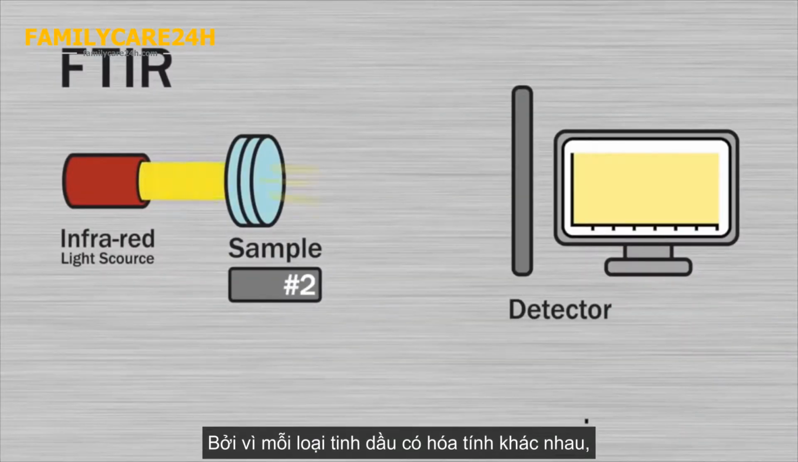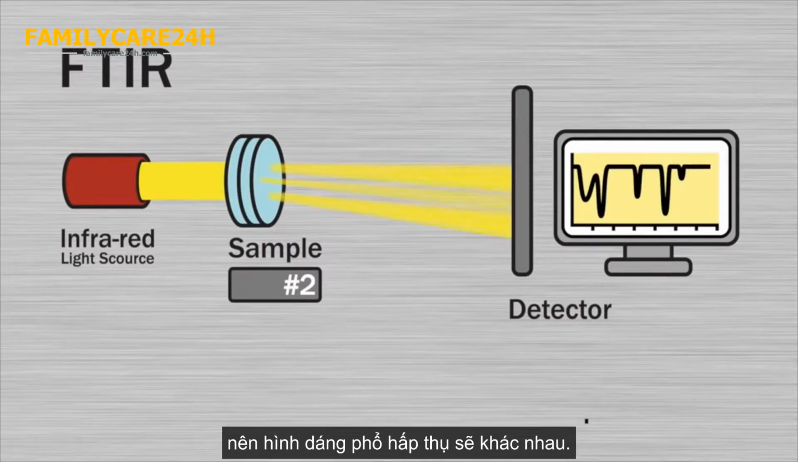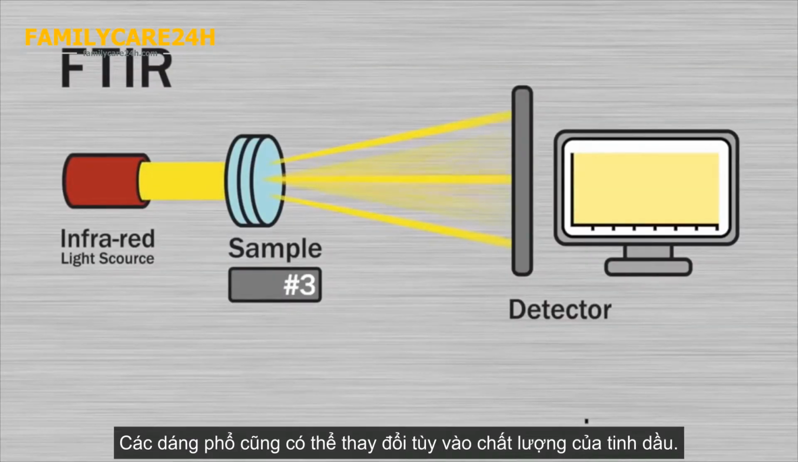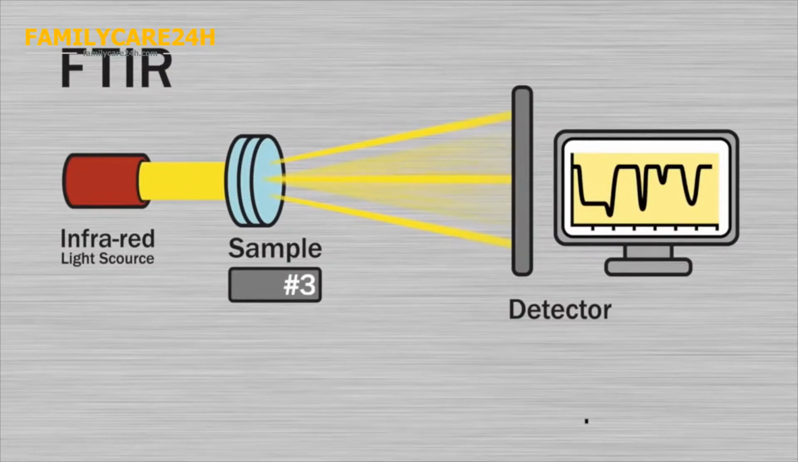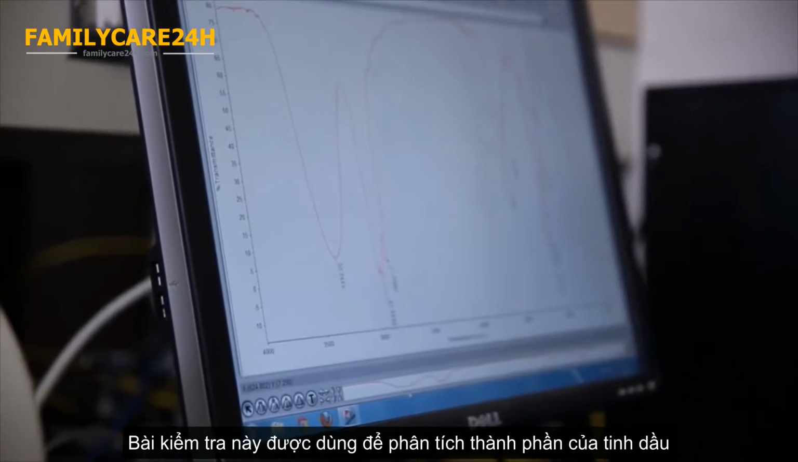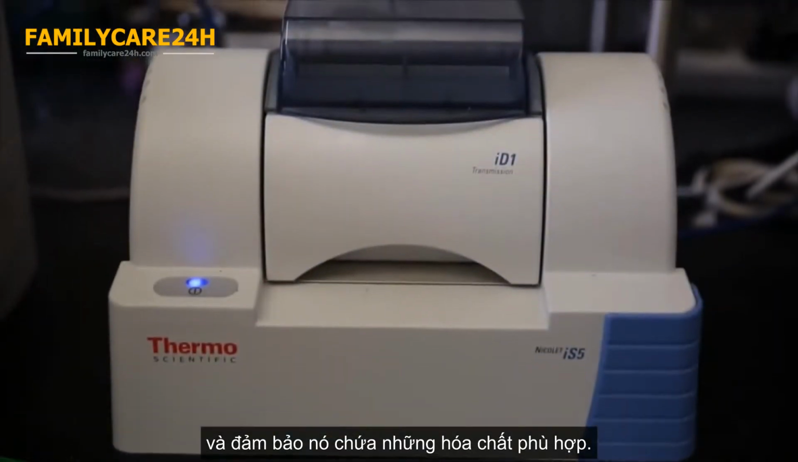Because each essential oil has unique chemistry, the absorption pattern will be different for each oil. The pattern can also vary depending on the quality of the oil. This test is used to analyze the composition of an essential oil and ensure that it contains proper chemistry.